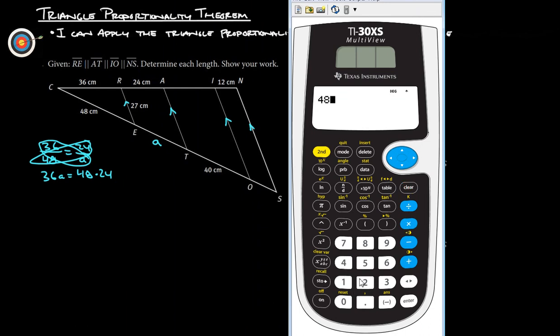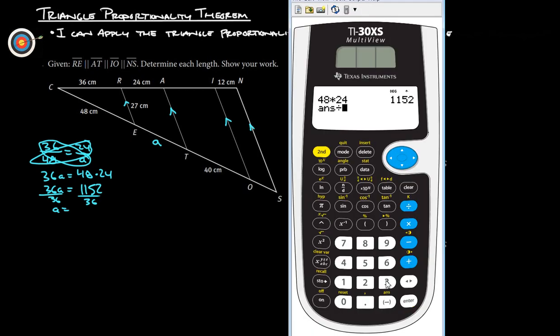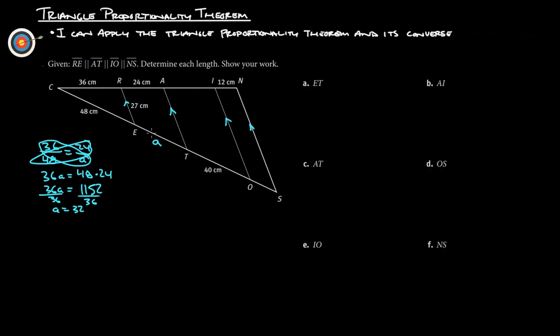48 times 24 is 1152 equals 36A. Divide both sides by 36, right? And we get that A is 32. And that's going to be centimeters, right? Everything here is listed in centimeters, so we've got that this is going to be 32 centimeters.